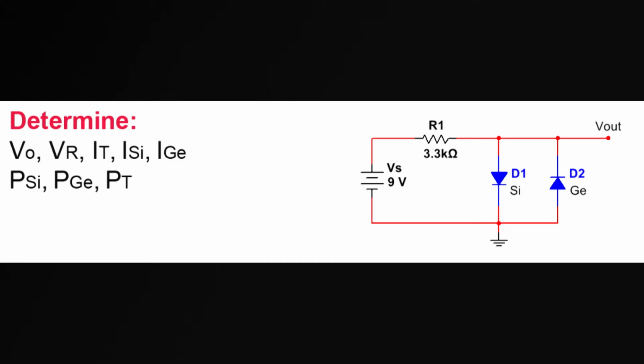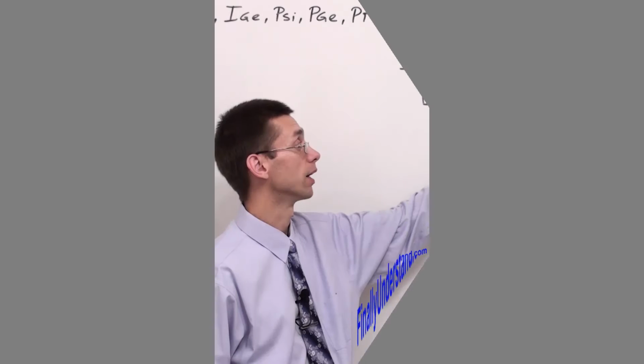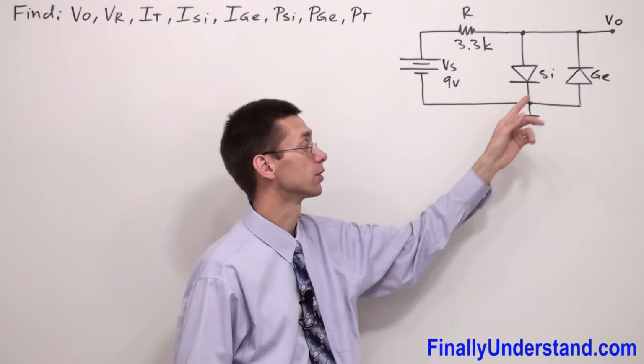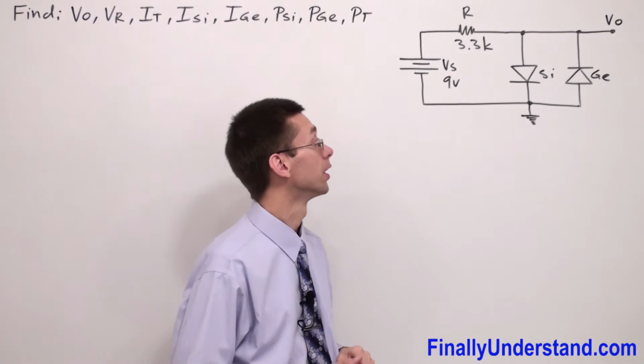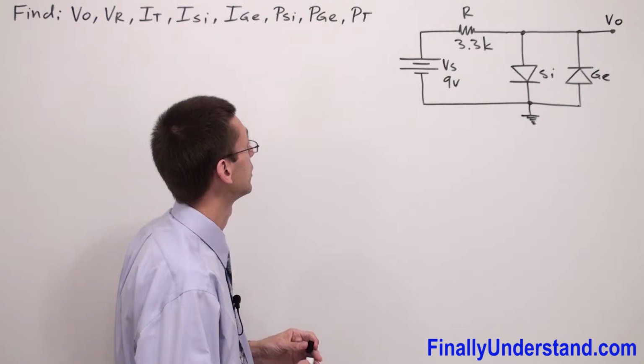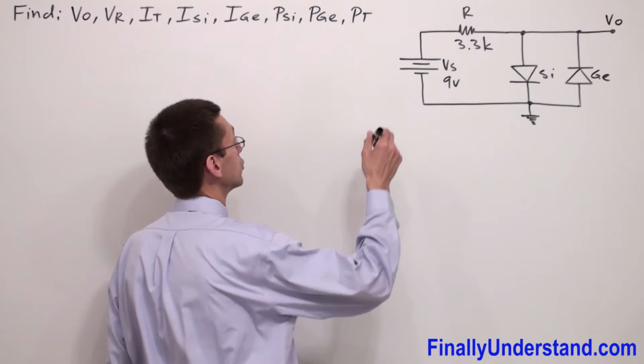We have another example on the board. Again, we have two diodes connected in parallel. But what's the difference? Please notice that one arrowhead is pointing down and one arrowhead, the germanium arrowhead, is pointing up. So let's take a look at the polarity of the voltage source.